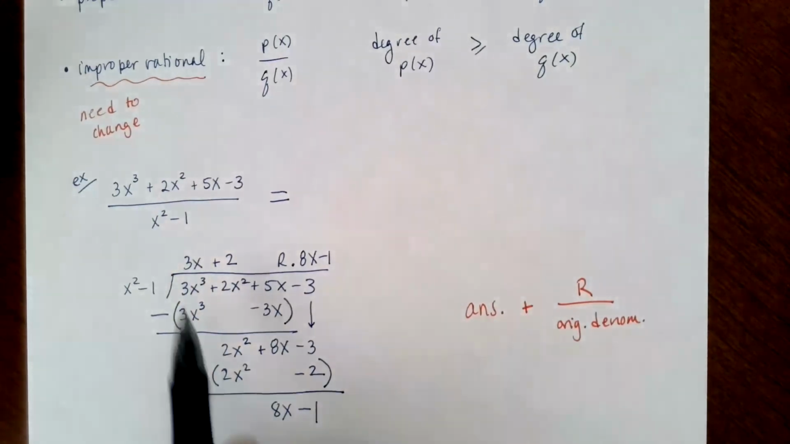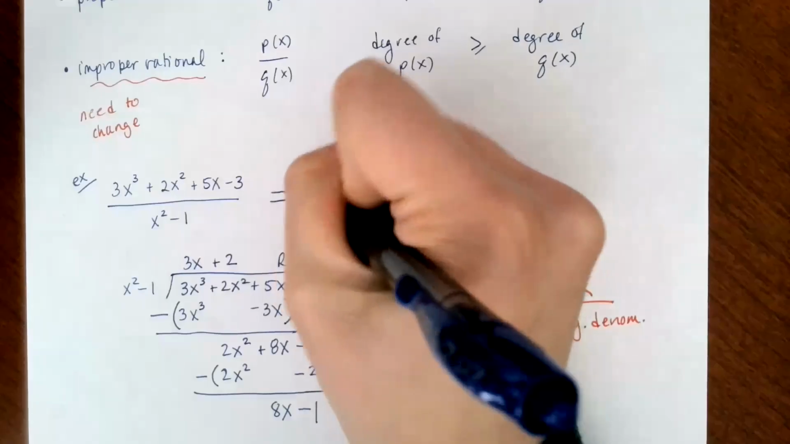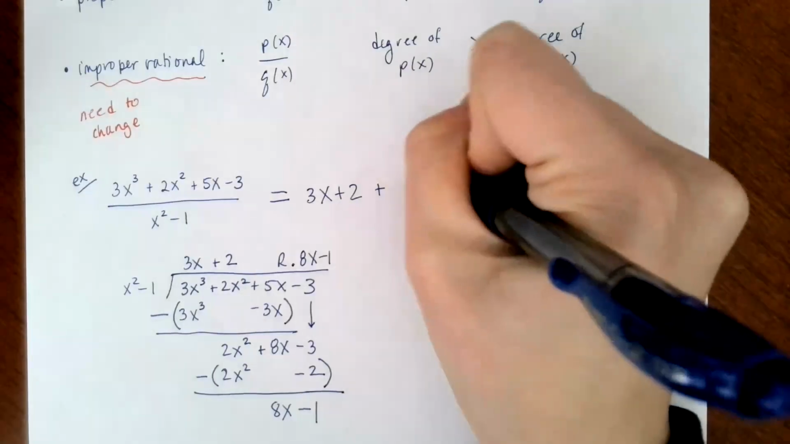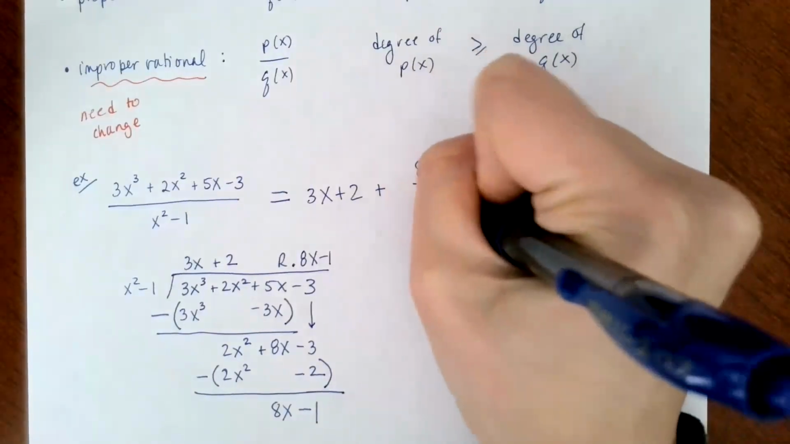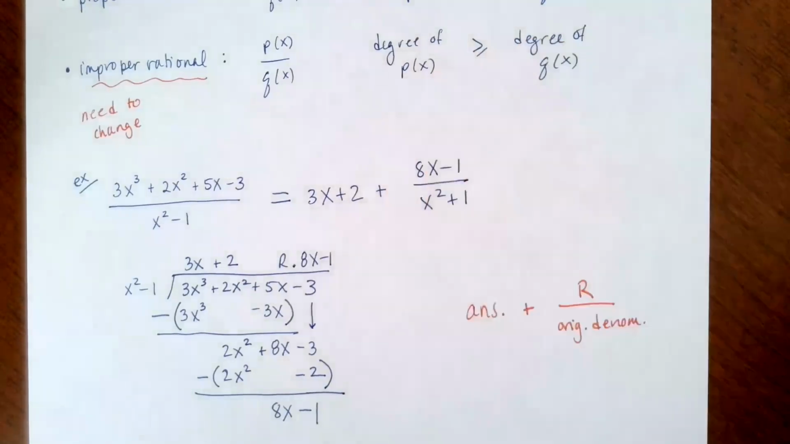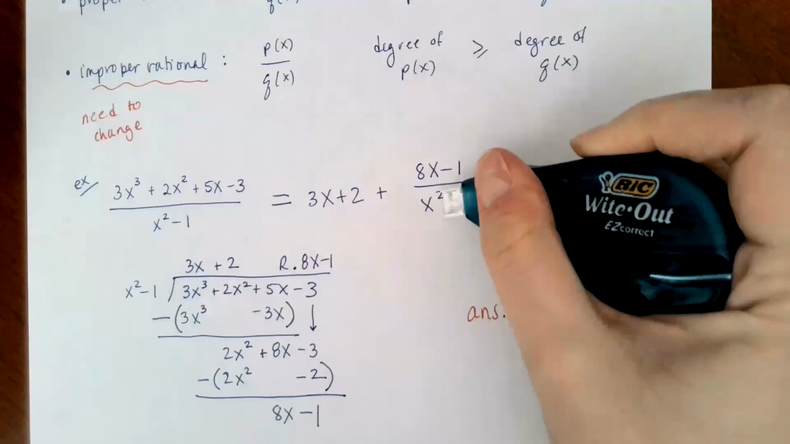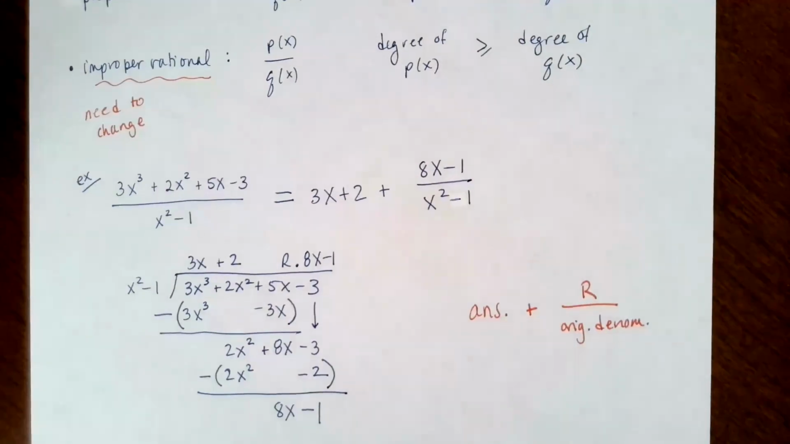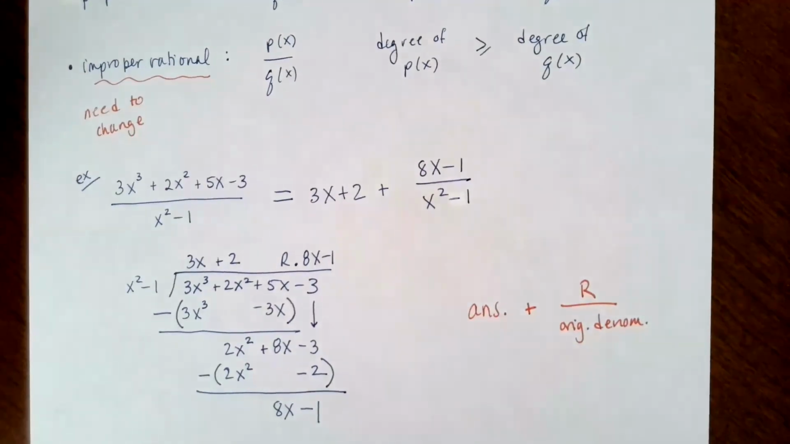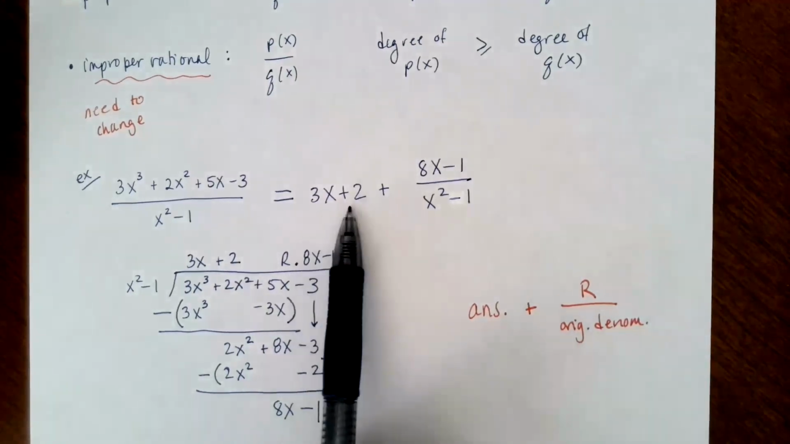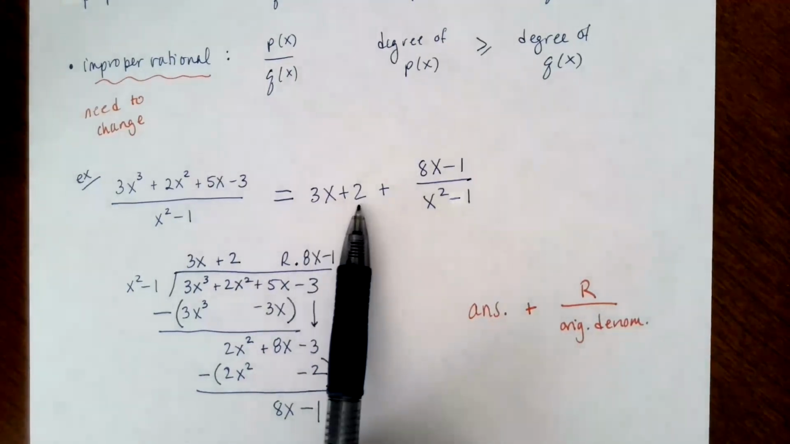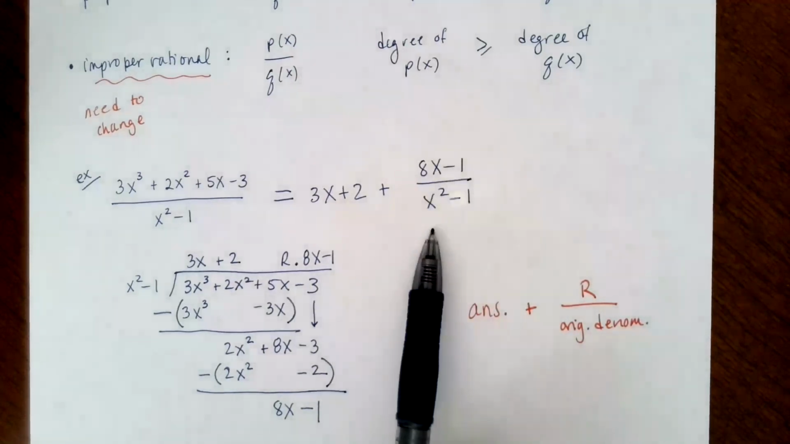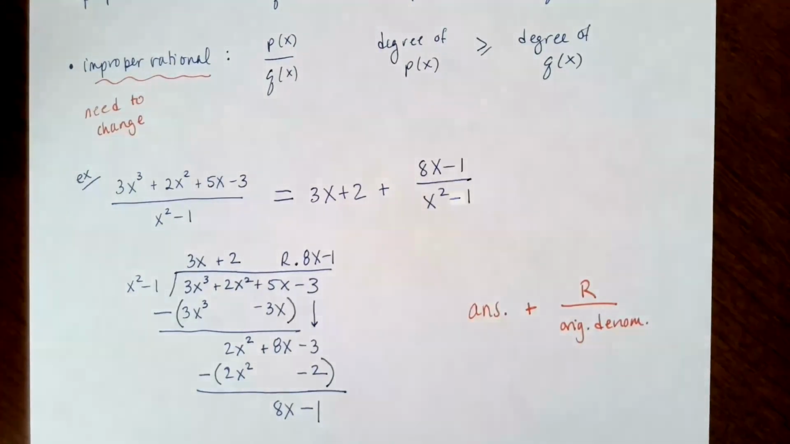So I have the answer, which was my 3x plus 2, plus the remainder over the original denominator. Oops, that wasn't a minus 1, that was a plus 1. There we go. Now if I'm going to do partial fractions, everything is good to go. 3x plus 2, I could integrate just as is, that's no problem. And this is a proper rational where I could continue with the methods of this section.